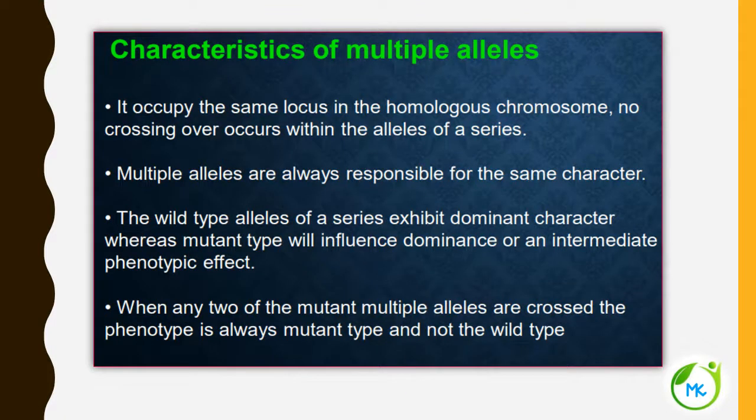Let's see the characteristics of multiple alleles. The multiple alleles will occupy the same locus in the homologous chromosome, and no crossing over occurs within the alleles of a series. Multiple alleles are always responsible for the same character. The wild type alleles of a series exhibit dominant character, whereas the mutant type will influence dominance or an intermediate phenotypic effect. And when any of the mutant multiple alleles are crossed, the phenotype of the offspring will be of the mutant type and not of the wild type. These are the characteristics of multiple alleles.